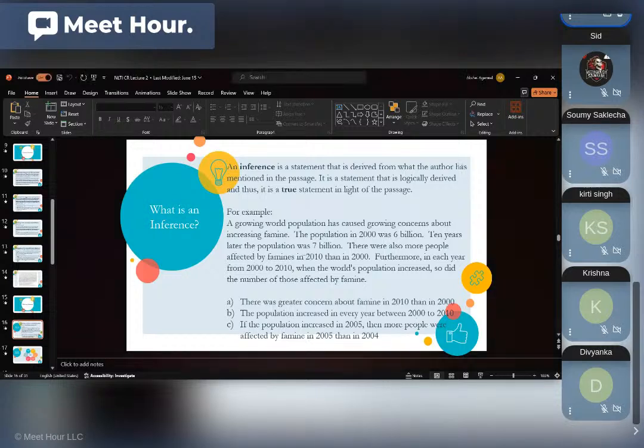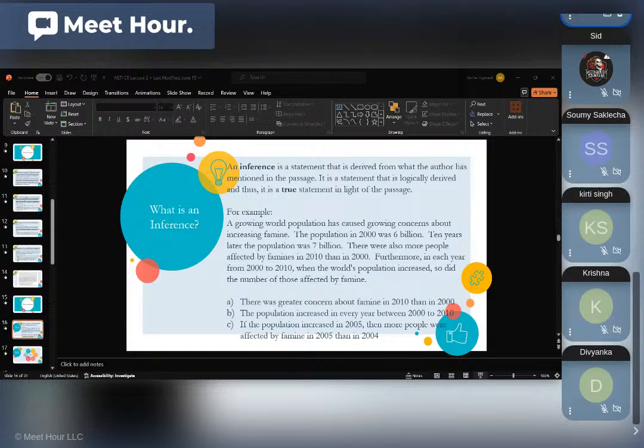Okay, so just give it a read. So, one important tip, an inference statement is always a true statement, which means that it is true in light of the passage. Okay. So, same principle that an inference statement cannot contradict the author, because inference is something that you're deriving from what is already there before you, right? And it's a logical inference.